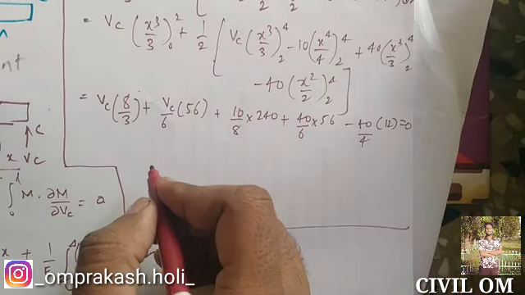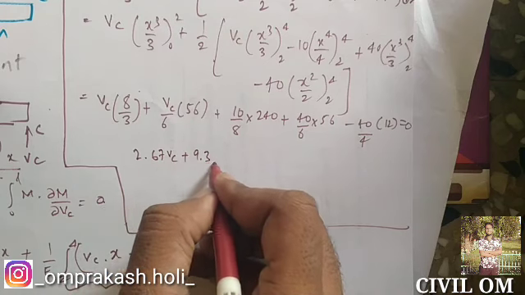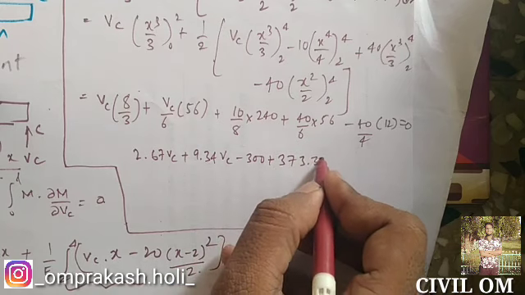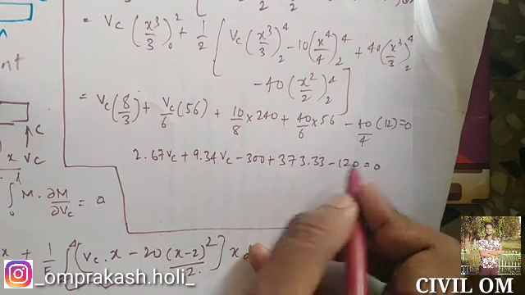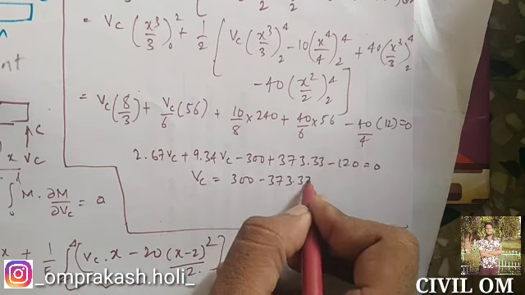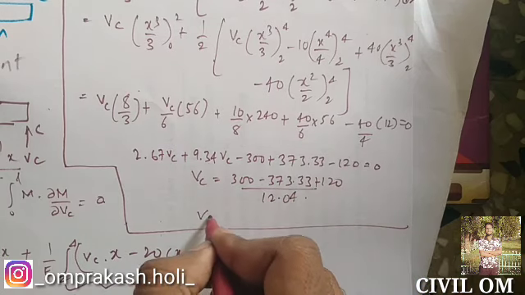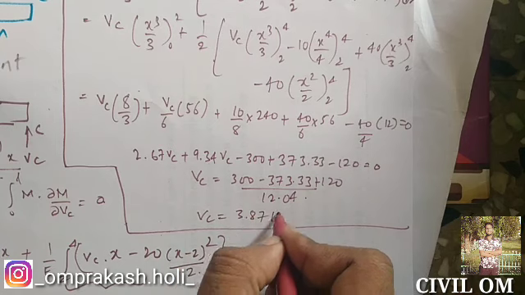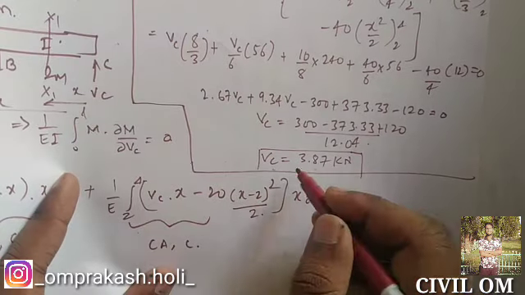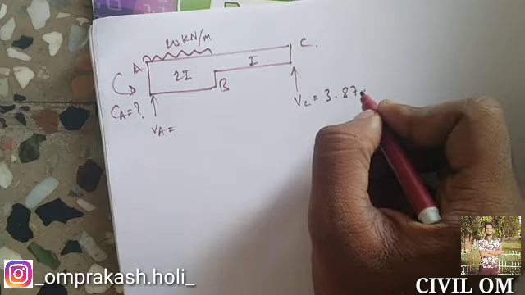And if you solve next, what will we get? We have 2.67 VC plus 9.34 VC minus 300 plus 373.33 minus 120 is equal to 0. So the final equation is VC is equal to 300 minus 373.33 plus 120 upon 12.04. So VC is equal to 3.87 kilonewton. Friends, we have already found out VC is equal to 3.87, so let's represent it here.